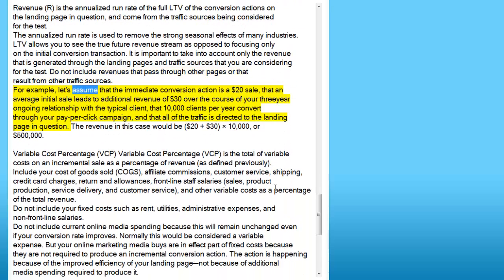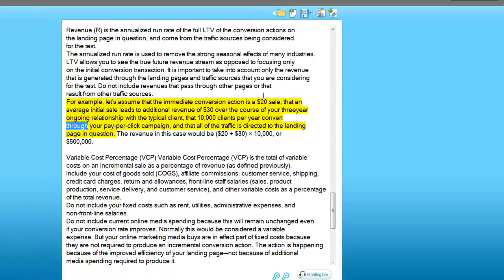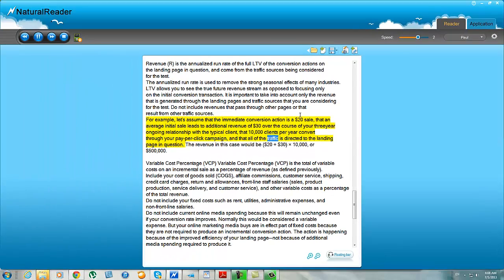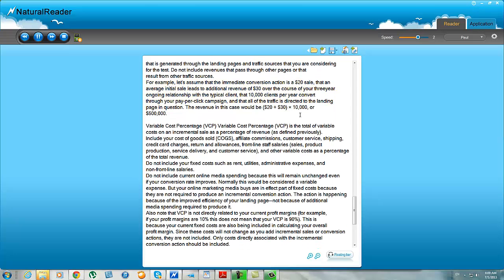For example, let's assume that the immediate conversion action is a $20 sale, that an average initial sale leads to additional revenue of $30 over the course of your 3-year ongoing relationship with a typical client, that 10,000 clients per year convert through your pay-per-click campaign, and that all of the traffic is directed to the landing page in question. The revenue in this case would be $20 plus $30 times 10,000, or $500,000.